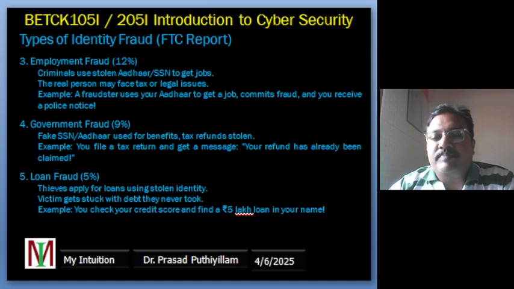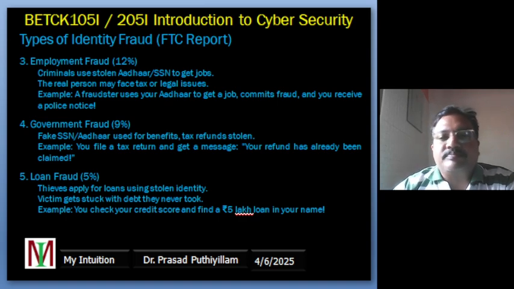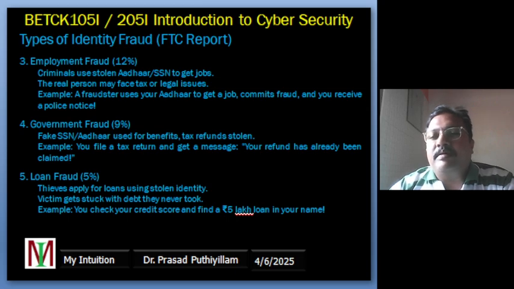Next one, loan fraud. Thieves use stolen identities to apply for a personal loan, a home loan, or a car loan. And the victim gets stuck with the debt they never took.